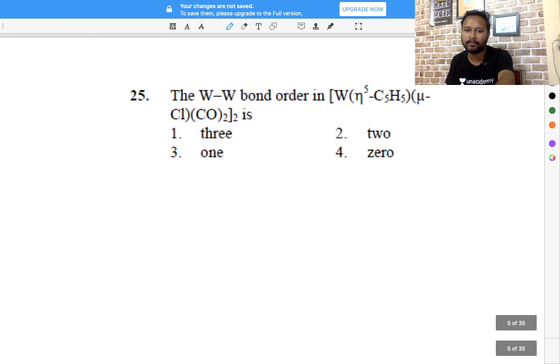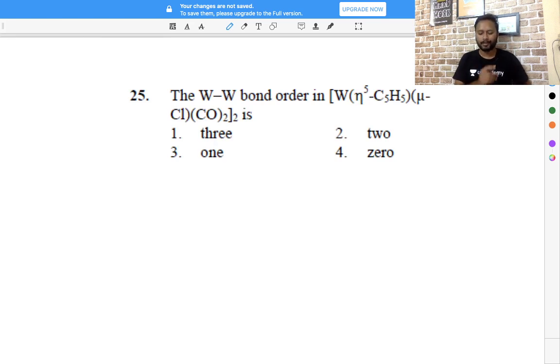So let's start with the first question. All the questions which I'm going to take will be taken from the previous years of your CSIR NET exam.